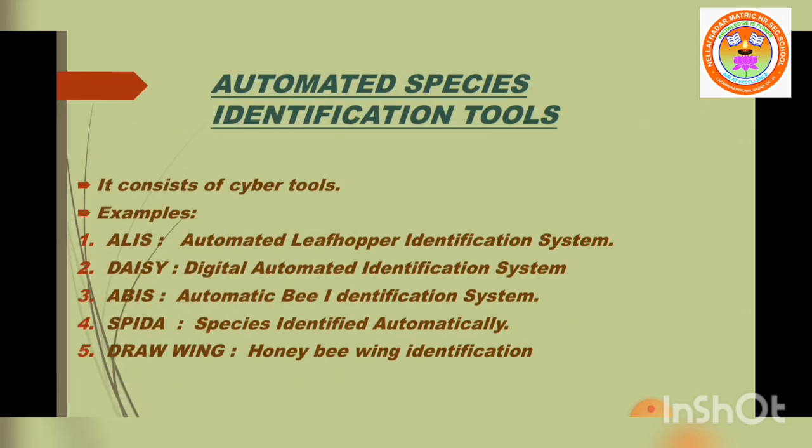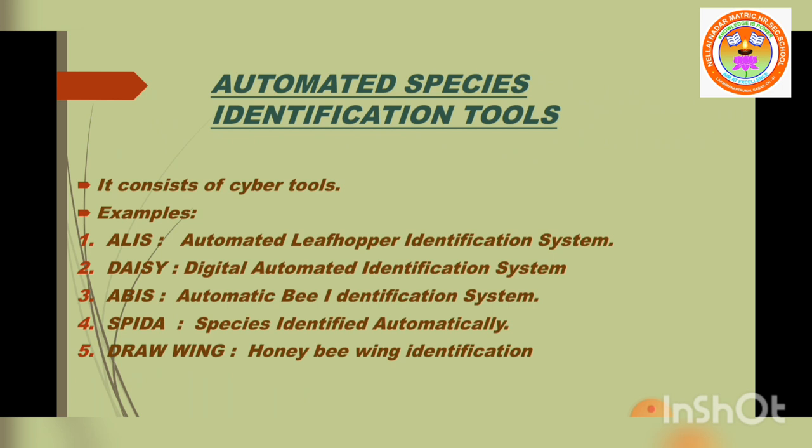So next, automated species identification tools. It consists of cyber tools, for example, ALIS, DAISY, ABIS, SPIDA, Draw Wing, etc. ALIS, Automated Leafhopper Identification System. What is the next one? DAISY, Digital Automated Identification System.